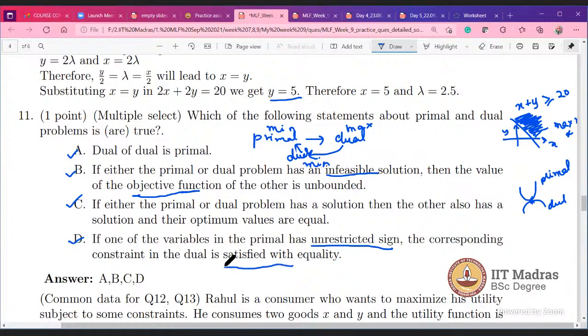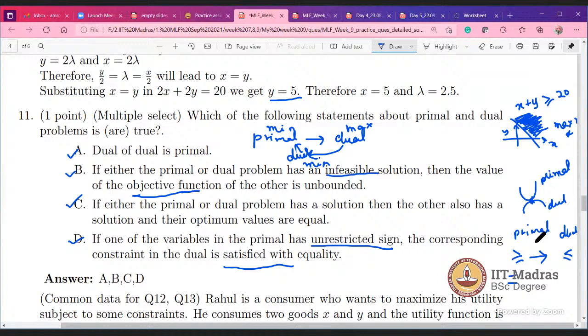Actually, this statement is somewhat related to primal and dual interpretations, because in the tutorial I also covered that if you have a constraint with a greater than or equal to sign in the primal, then when you convert it into a dual problem, it changes to a less than or equal to constraint. Yes. Okay. But when you have an equal to condition in the primal, we did not deal with that in the tutorial, because in class also we have not dealt with it.